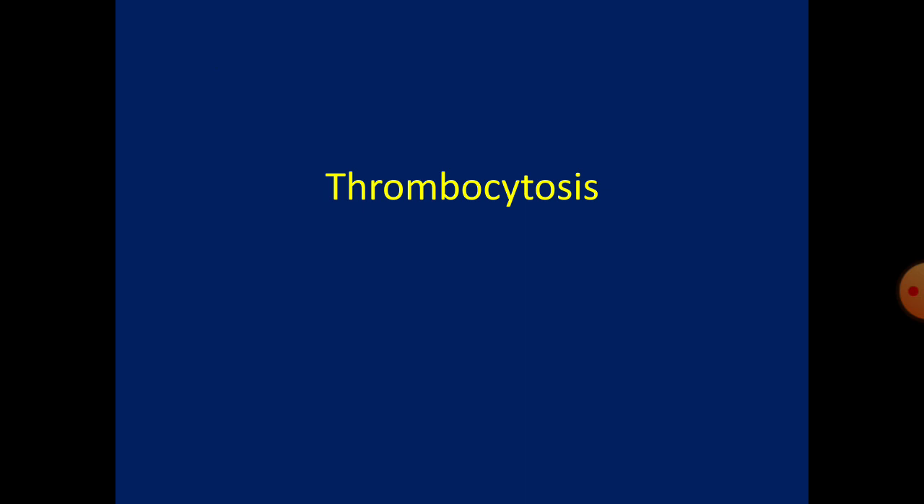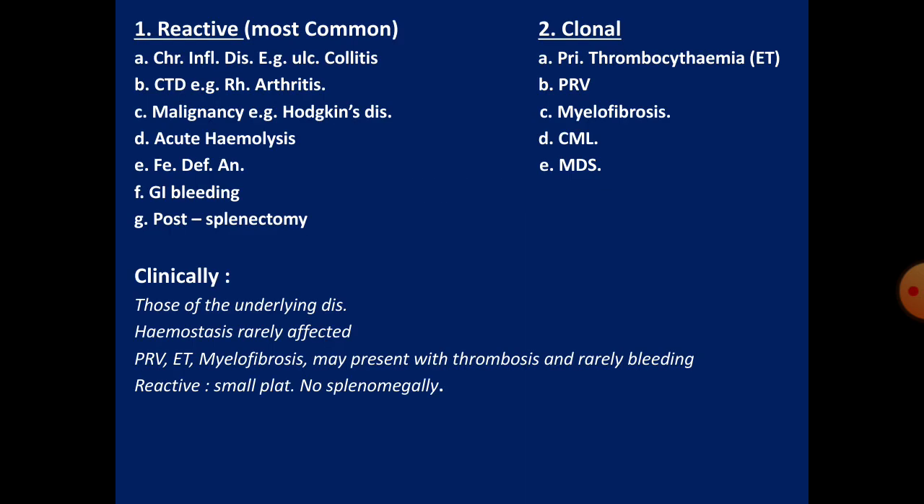What about thrombocytosis? Thrombocytosis, as you know, is either reactive or clonal. If the patient has a clonal disorder, there is some abnormality in the bone marrow, like primary thrombocythemia, polycythemia vera, myelofibrosis, chronic myeloid leukemia, and myelodysplastic syndrome. These patients have a clonal disorder, which makes them liable to thrombotic risk with the thrombocytosis, although sometimes bleeding can happen in these patients.